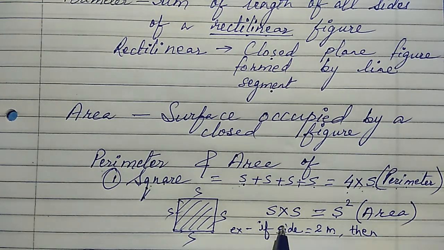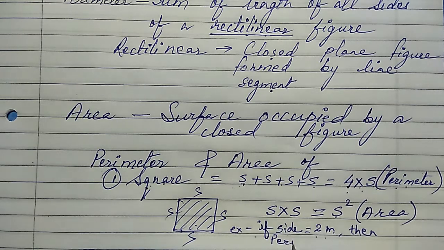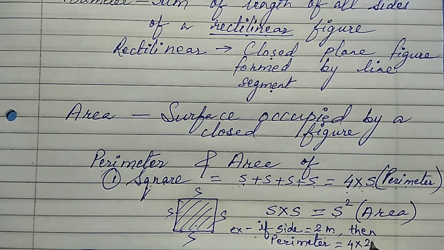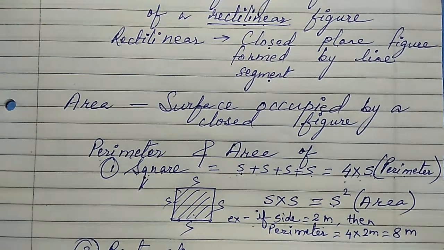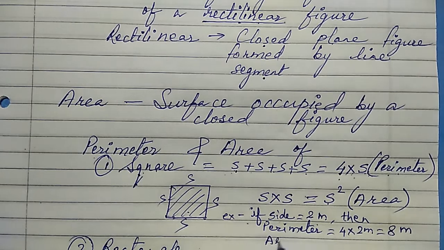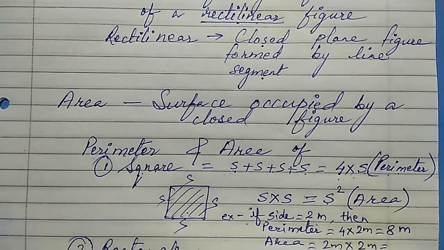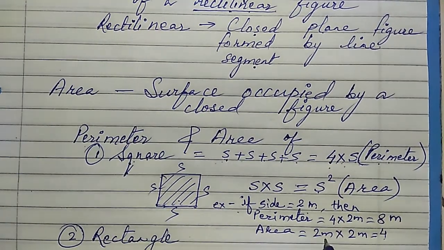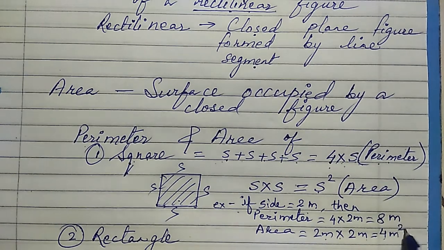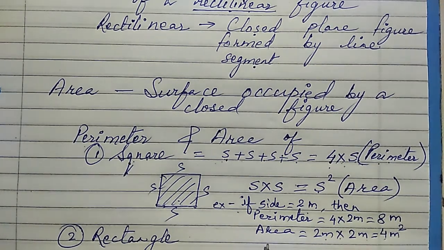So if I have to find the area of the square, let us take, if the side is given as 2 meter, then its perimeter will be equal to 4 multiplied by side, that is 2 meters. So perimeter is 8 meter. Whereas if I need to find the area, it will be 2 meter multiplied by 2 meter, and that becomes 2 2s are 4, and meter multiplied by meter becomes meter square. So this is the way we find the perimeter and area of the given square.